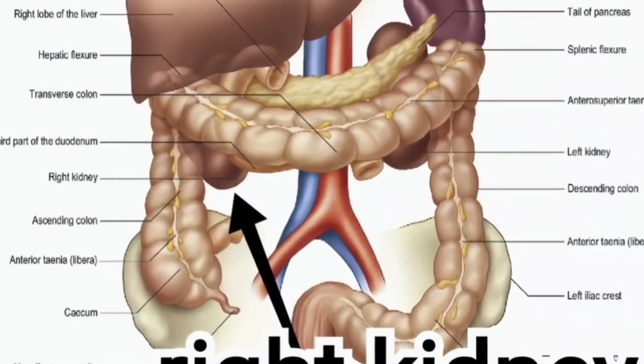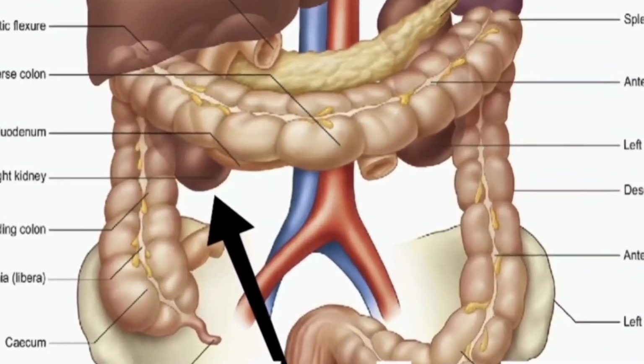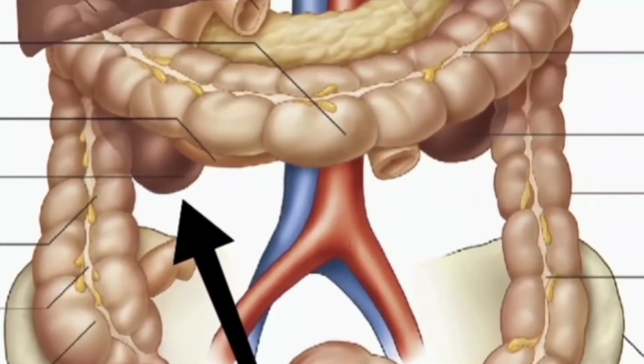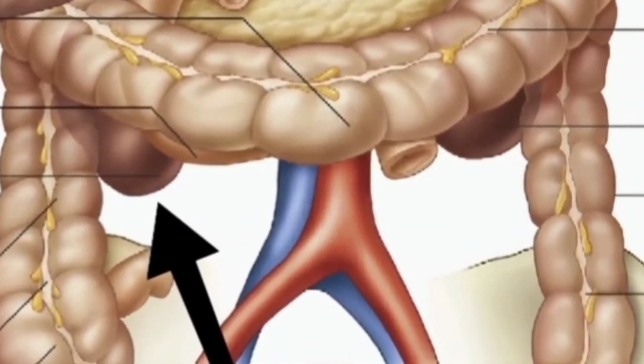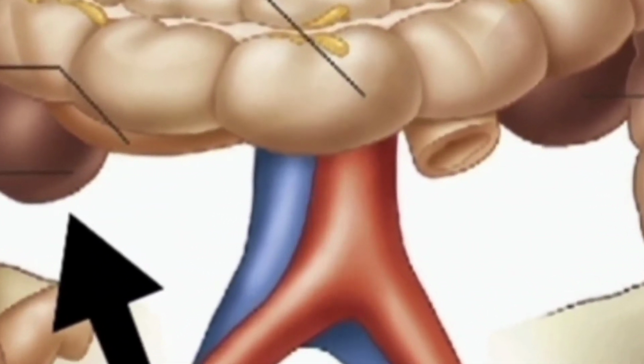In this figure you can see the posterior relation of the ascending colon, that is the right kidney. You cannot see the muscles and nerves that are also related to the ascending colon. So you can see the right kidney in this figure. So that is the posterior relations.